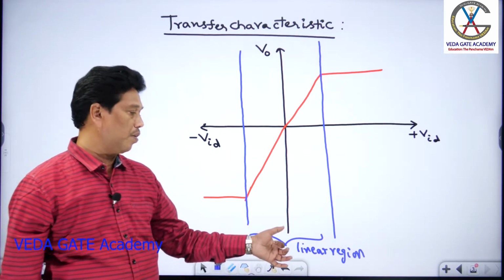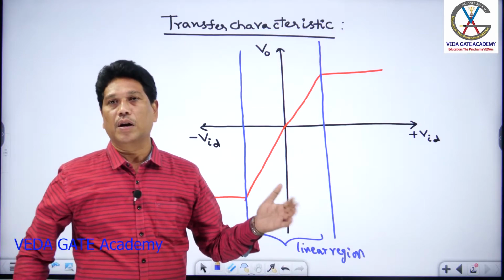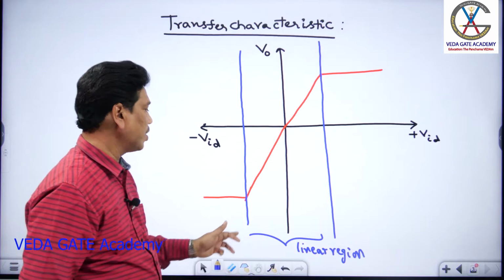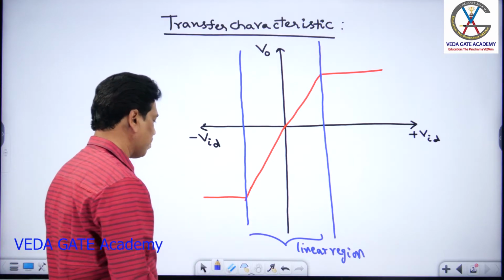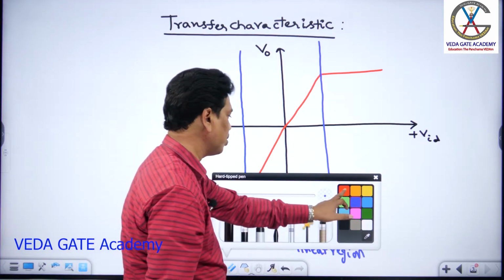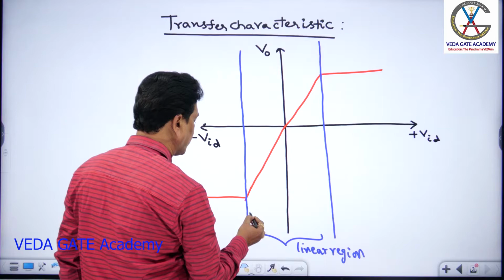So the op-amp exhibits linear behavior in this area, where the output can be varied linearly with respect to the differential input. Practically, this linear region should be considered within the scale of plus or minus VT. This is the scale where the linearity should happen.